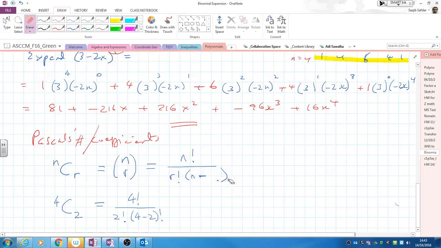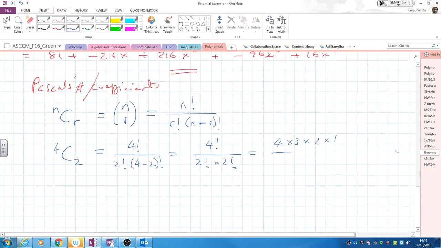This is n take away r, sorry, let me just rewrite that. It's (n take away r) factorial. So this means it's 4 factorial divided by 2 factorial times 2 factorial. 4 factorial means 4 times 3 times 2 times 1. And 2 factorial means 2 times 1. And 2 factorial means 2 times 1. Straight away, I can make my life easier just by cancelling the 2 times 1. And 4 times 3 is 12, divided by 2 gives us 6, which is what we've got.